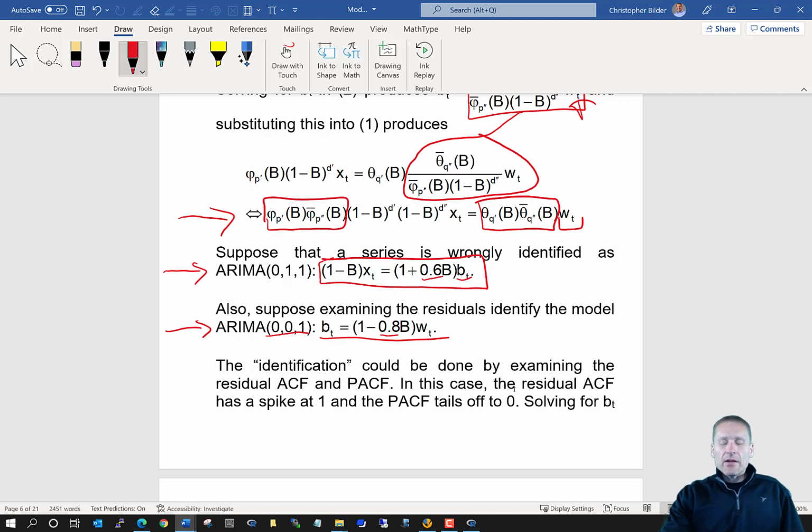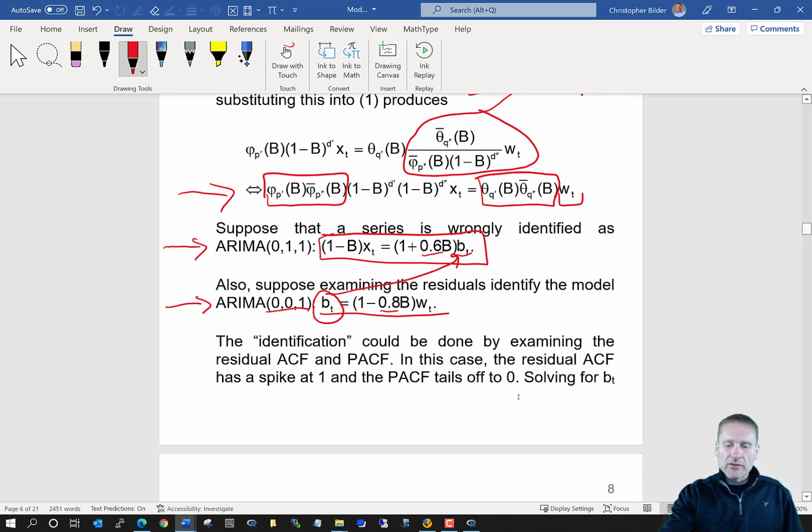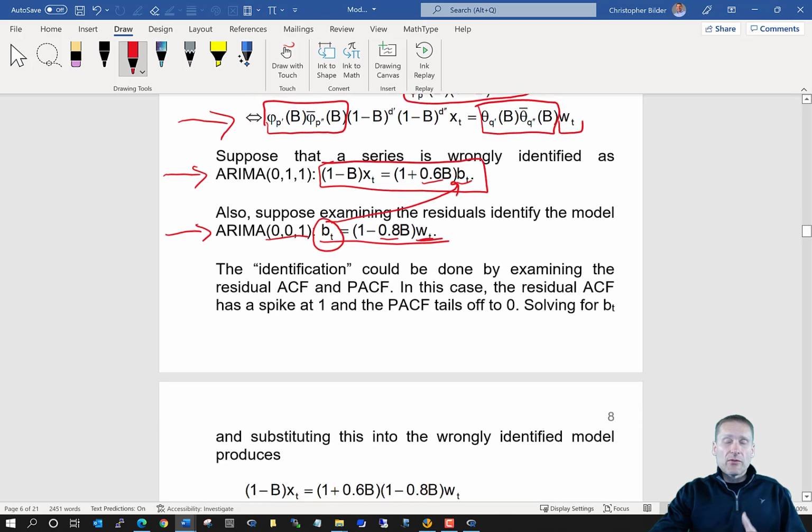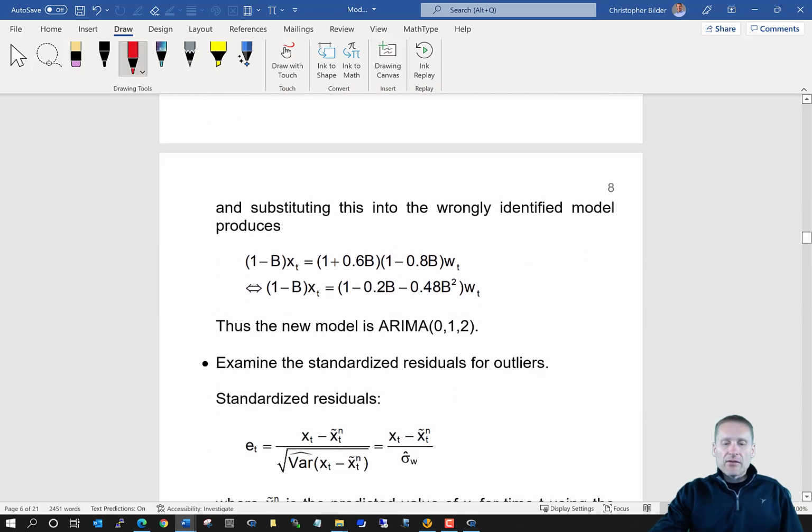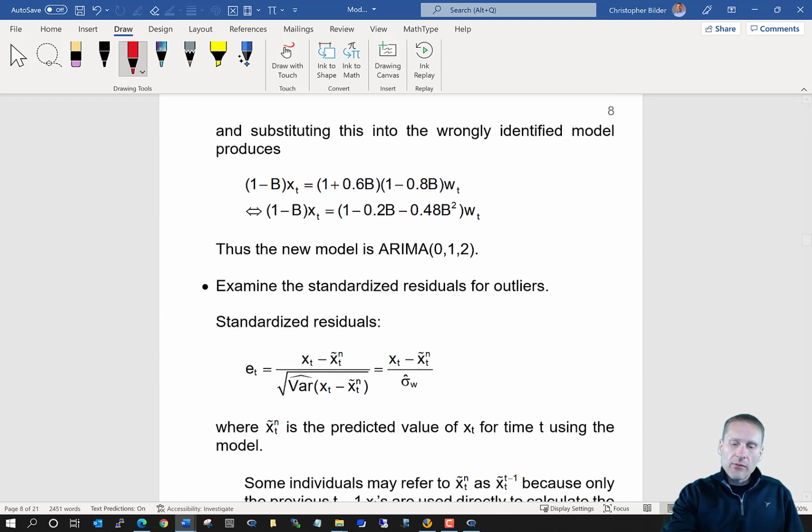Okay, so what we can do now is take this B sub t and put it into that previous model. And also I should say this second model does handle any problems that were found, so that we do have white noise in the end. And so where we saw B sub t before, we plug that into our original model. We do a little bit of algebra, and look what we get here. We get now an ARIMA 012 model.